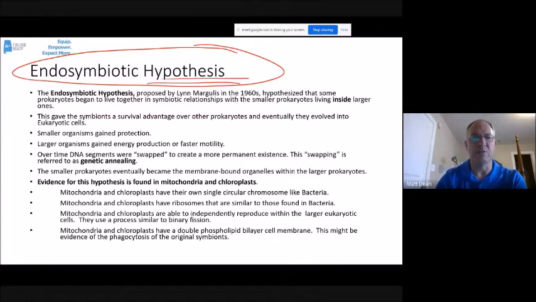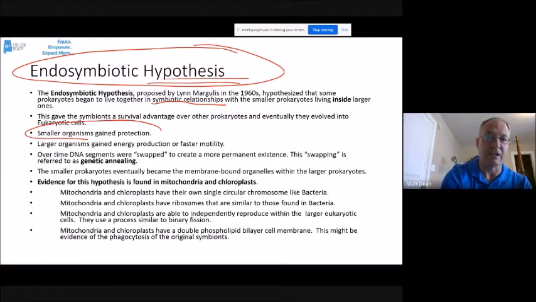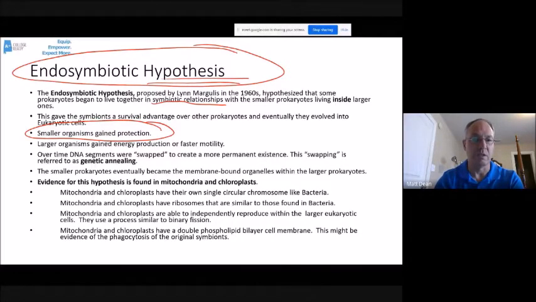What she hypothesized was that some prokaryotes began living inside other prokaryotes in symbiotic relationships. One inside the other, smaller ones living inside larger ones. And that both the symbiotes, both the partners in that relationship, gained a survival advantage. And that survival advantage was so strong that eventually this symbiotic relationship evolved into eukaryotic cells. The smaller organisms likely gained protection. They probably were also provided with food sources by the larger organism. The larger organisms might have gained energy production.